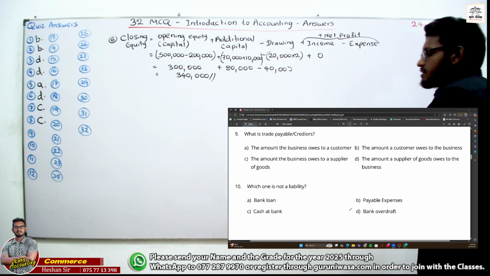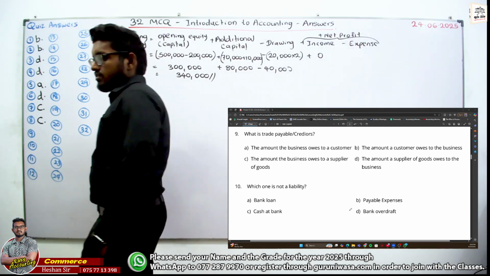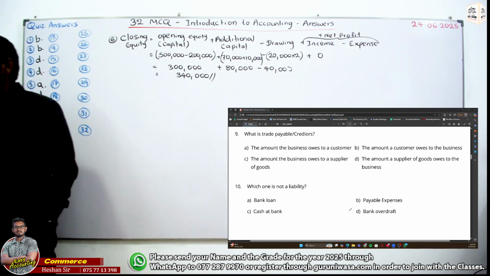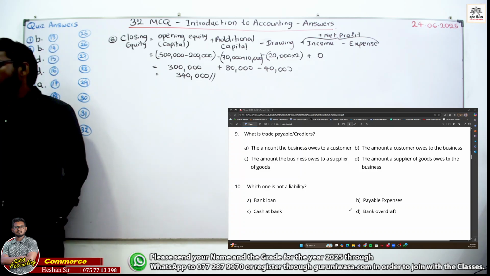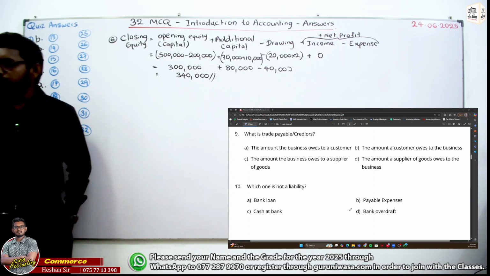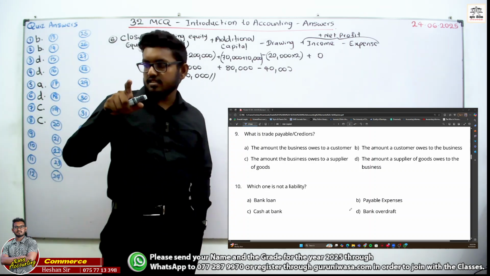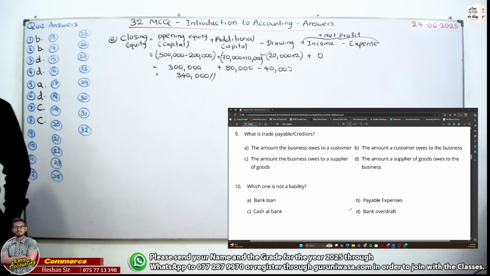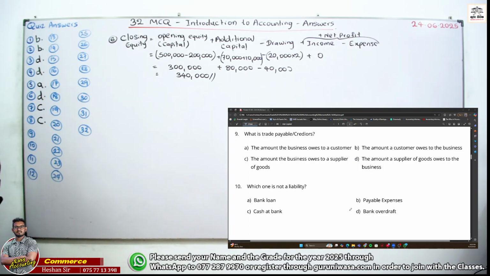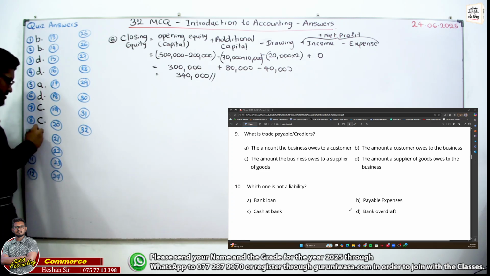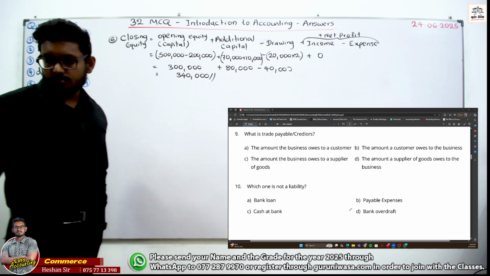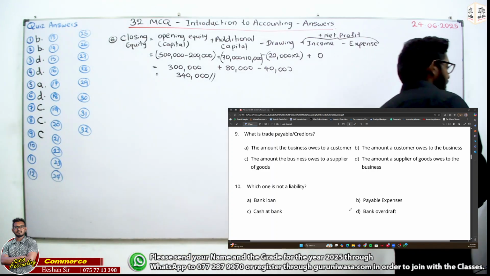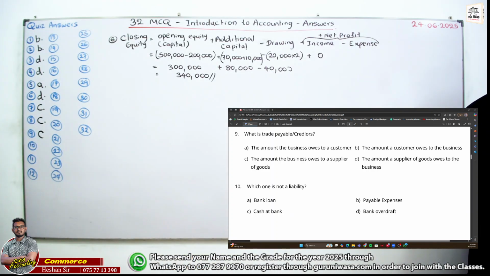What is trade payable or creditors? The amount the business owes to customers, the amount customer owes to the business, the amount the business owes to the supplier of goods. That is the answer, correct? Supplier means they gave us stock on a credit basis. Right? The amount of supplier goods owed by the business. Suppliers don't owe the business; we have to pay them. The answer is C. Easy.